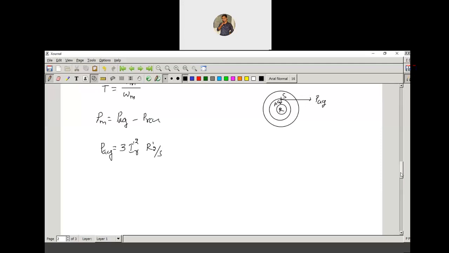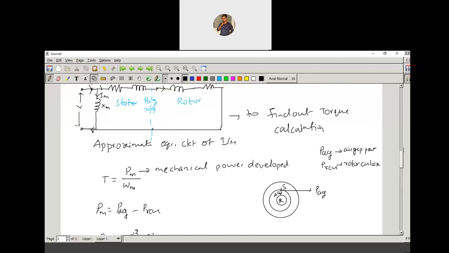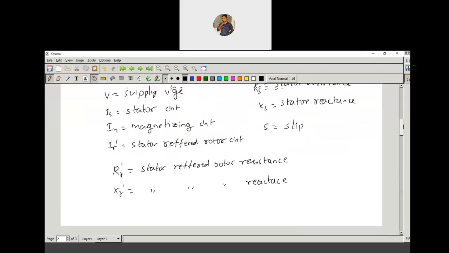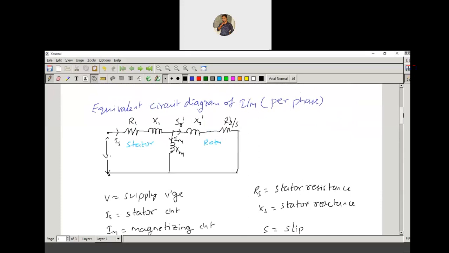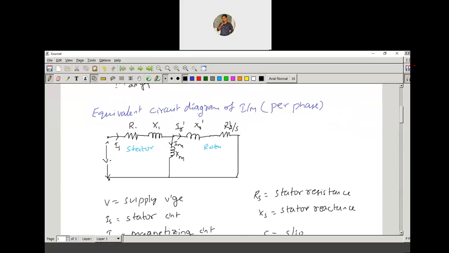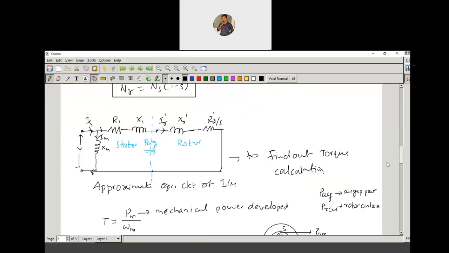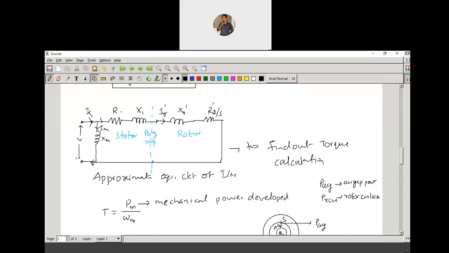Or else let me make it I2 dash, as we are representing with stator resistance. Okay, let me change this to RS, XS and XR, RR. So here also RS, XS, XR, RR.